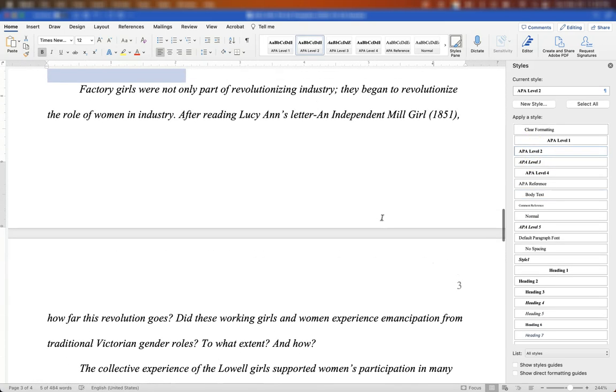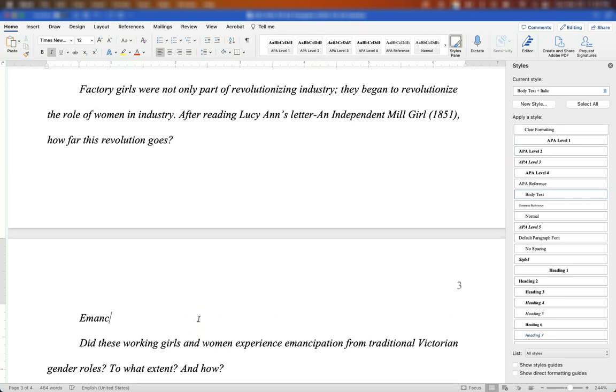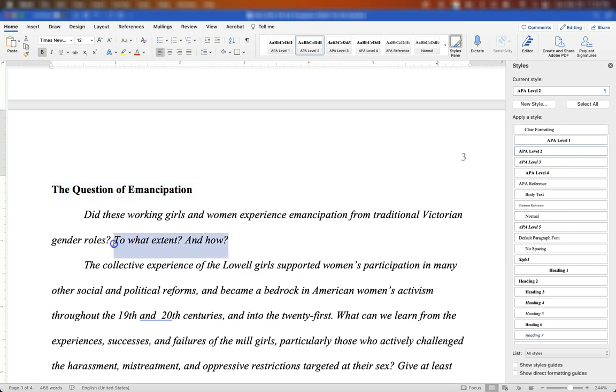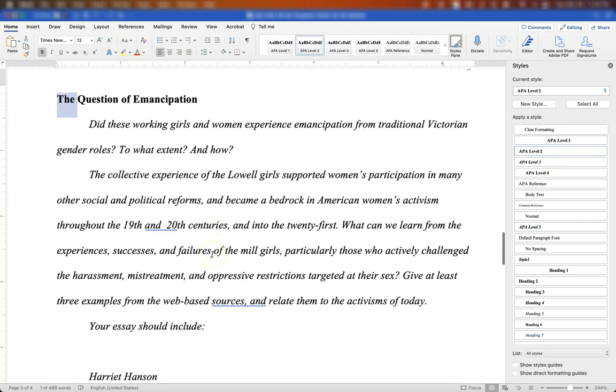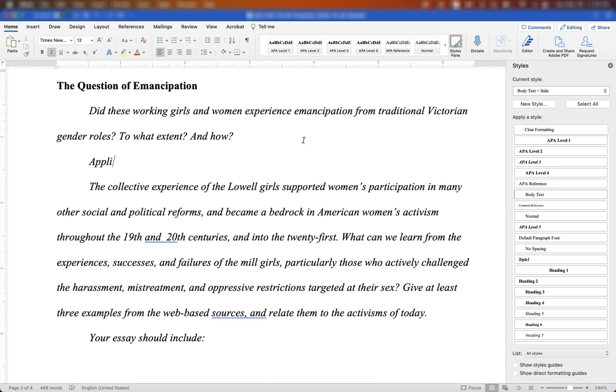And then here, we'll call that the question of emancipation. Again, the level 2. Now, these sub-questions, these are teasing out details for that, so it makes sense for that to be within this section. And then this, what we can learn, that's really asking about applications today.